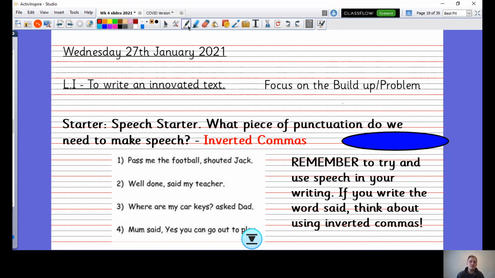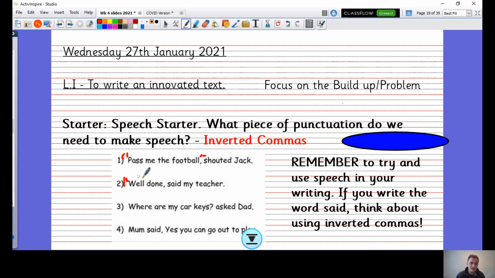So let's have a look. Pass me the football, shouted Jack. What's the bit that Jack says out loud? Correct. He says, pass me the football. Okay, now remember, it's super hard for me to draw them using this laptop and this mouse, but you guys will do a much better job when you use them in your writing. Well done, said my teacher. What did the teacher say? Correct. He said, well done.